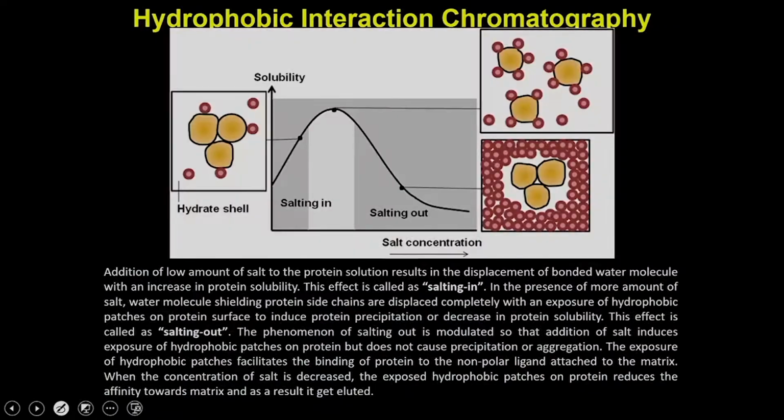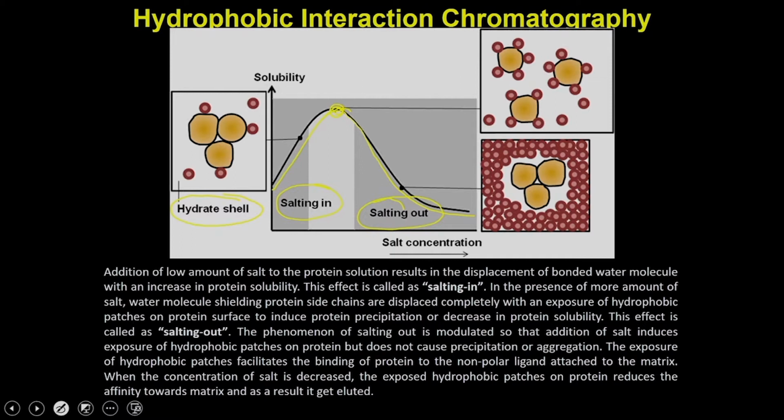So this is what you have to see. When you add the salt, the salt takes up the water present in the hydration shell, and that increases the solubility of the protein, but only up to a limit. After that, more salt exposes the hydrophobic patches, and that reduces the solubility. This increase in solubility is known as the salting in effect. The decrease in solubility is known as the salting out effect.